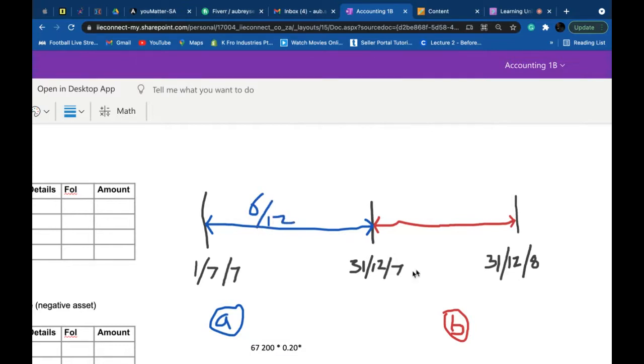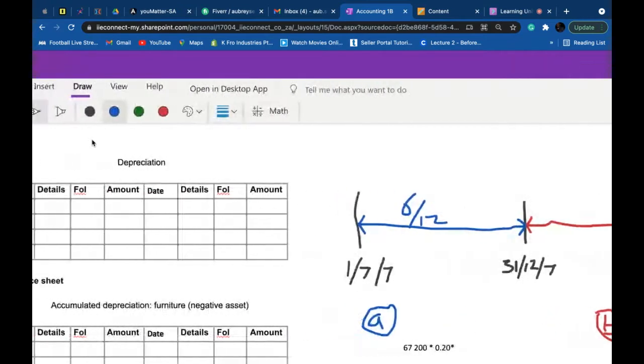Okay. And then here we know that it's from the 1st of January 2008 all the way to the end of December 2008. So that's a full year. Okay, so that we can just leave as is. Okay. So now let's go back to this thing.